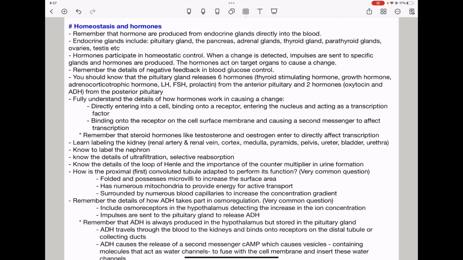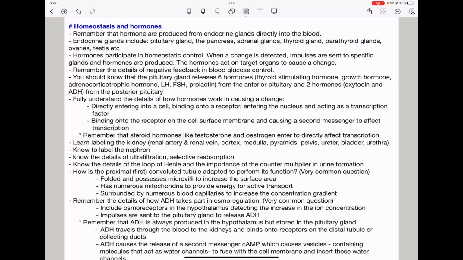Of course, this is going to be through protein synthesis. And the hormones act on target organs to cause a change. So remember the details of negative feedback, mainly in blood glucose control. You need to know that the pituitary gland releases 6 hormones. They are those released from the posterior and those released from the anterior.